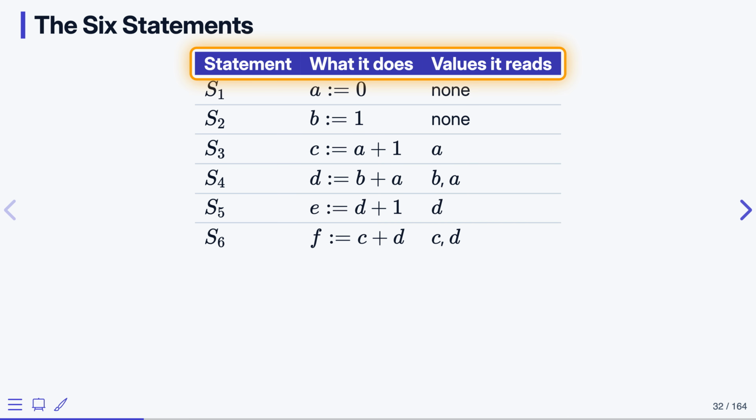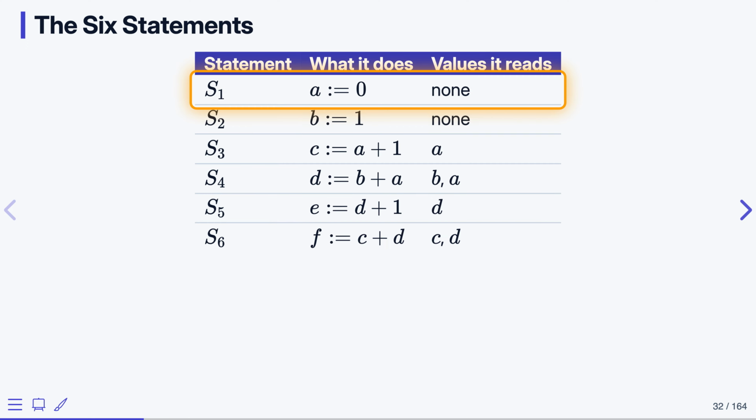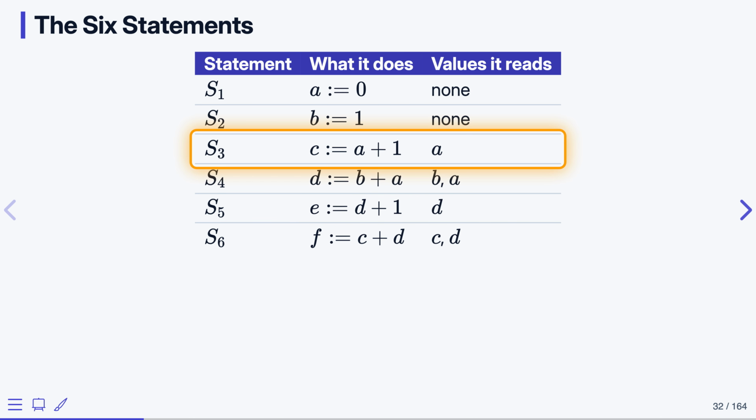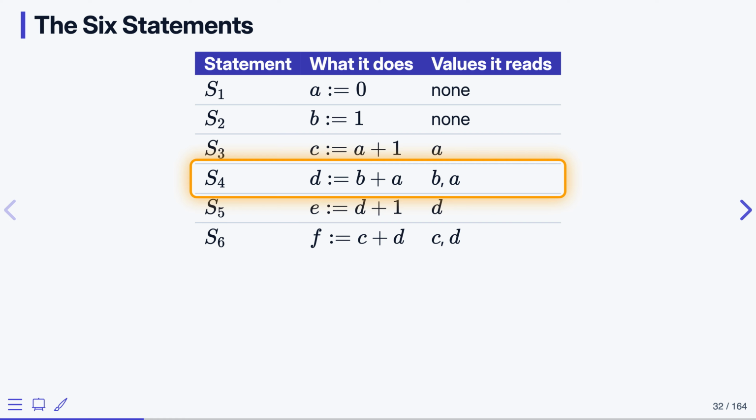The table has 3 columns: the statement, what it does, and the values it reads. That last column is the key to everything. Statement 1 sets A to 0, and it reads nothing. Statement 2 sets B to 1, and it also reads nothing. Statement 3 sets C to A plus 1, so it reads A. Statement 4 sets D to B plus A, so it reads B and A.